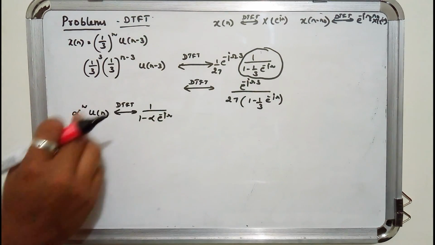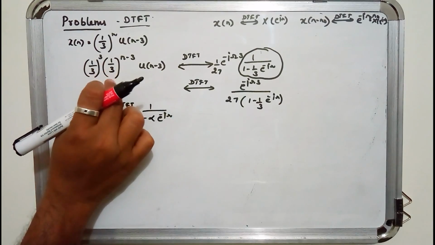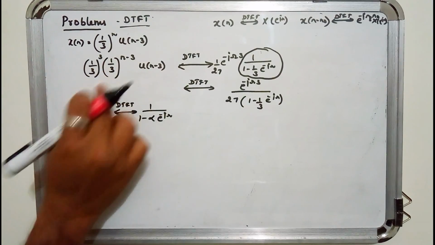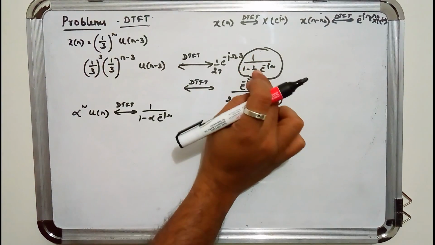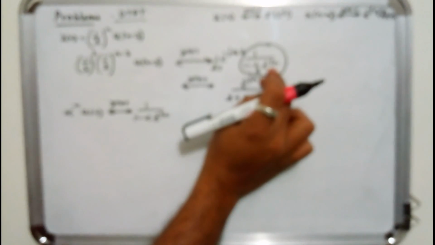Similarly, what is x of n here? It is 1 by 3 power n u of n. So in place of alpha you have 1 by 3. So it is 1 by 1 minus 1 by 3 e power minus j omega.